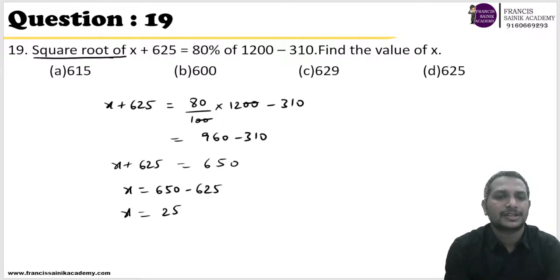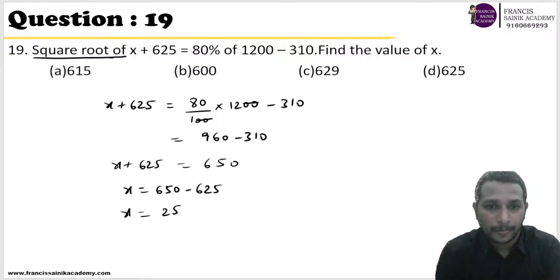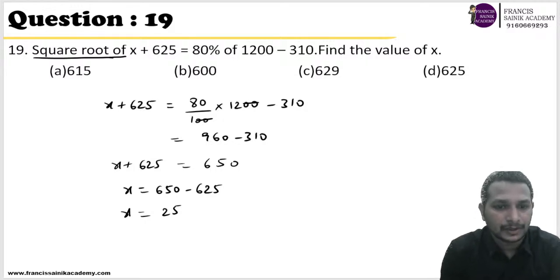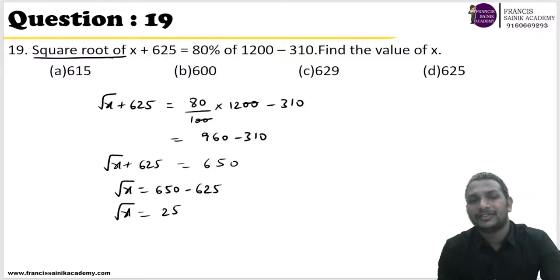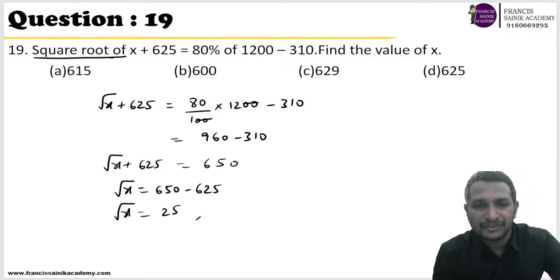They are asking for the square root of this whole thing. That's why the square root of this, plus 625. We got x as 25. As we need to find the value of x, so x becomes how much?